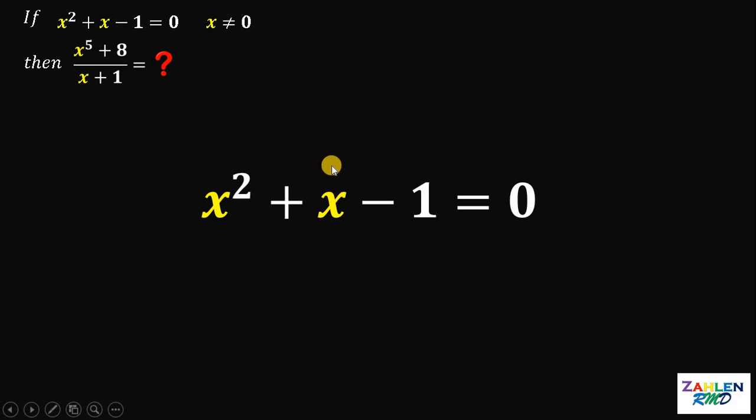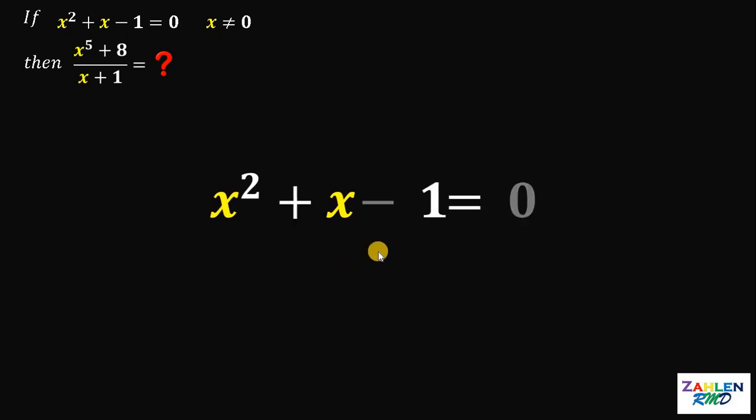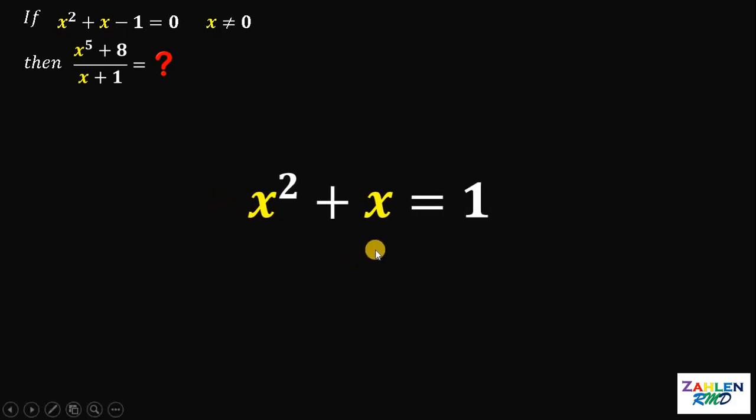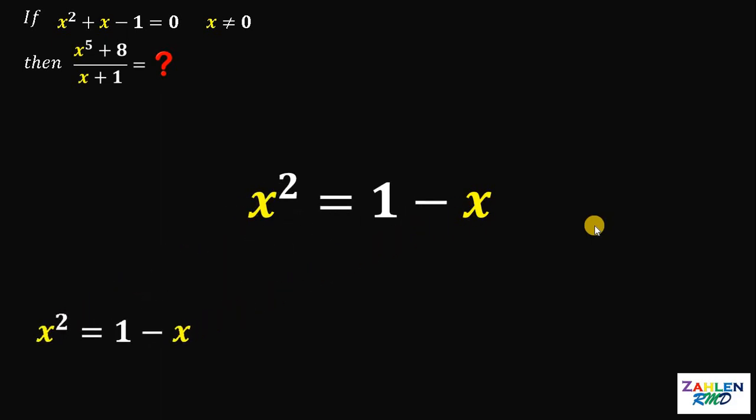So now, what is our plan to answer this question? Take note that our goal is to find the value of x raised to the fifth power plus 8 over x plus 1. So what we're going to do is manipulate this equation until we have x raised to the fifth power. First thing to do is to add 1 on both sides and subtract x on both sides. So we get the value of x squared as 1 minus x. For this time, let's set aside this result.